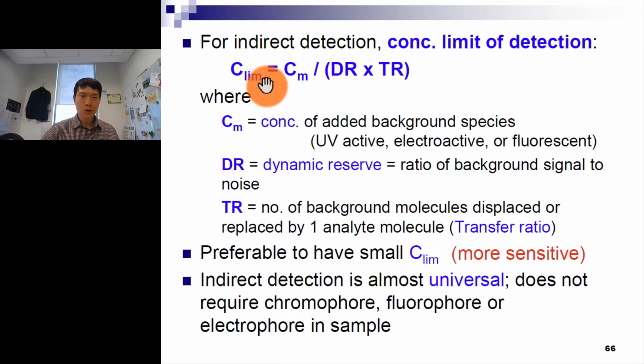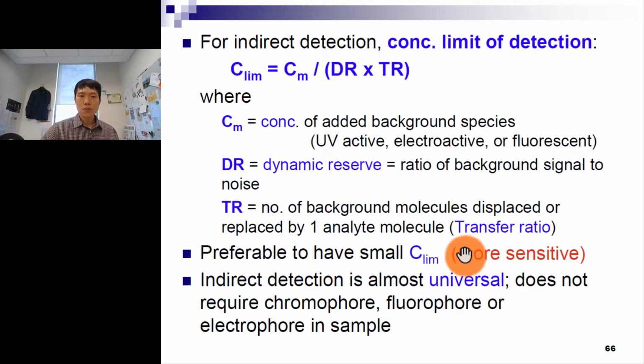Anyway, we have a term called the limit of detection. Concentration is calculated by these equations. So this Cm stands for the concentration of added background species, either they are UV active, electroactive, or fluorescent. Dr is the dynamic reserve, the ratio of background signal to noise. And Tr is the number of background molecules displaced or replaced by one analyte molecule, and we talked about the Tr, transfer ratio, in the previous slide.